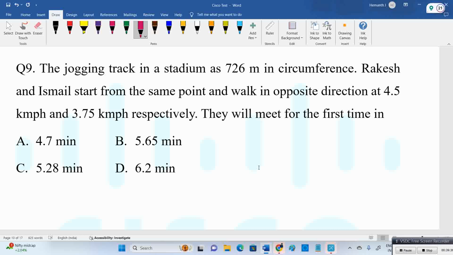The jogging track in a stadium has 726 meters in circumference. That is in meters, but speed is in kilometers per hour and timings are in minutes. All are different, so we need to be a bit careful. Speed is in kilometers per hour, distance is in meters, timing is in minutes. As we need minutes anyhow, we will be careful regarding calculations.